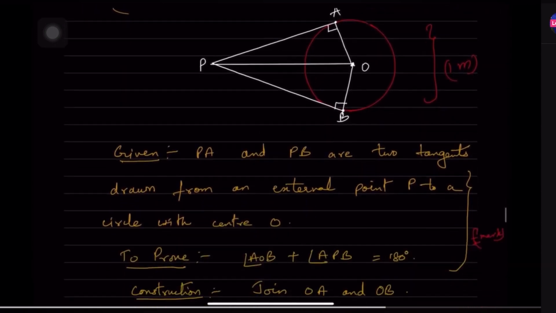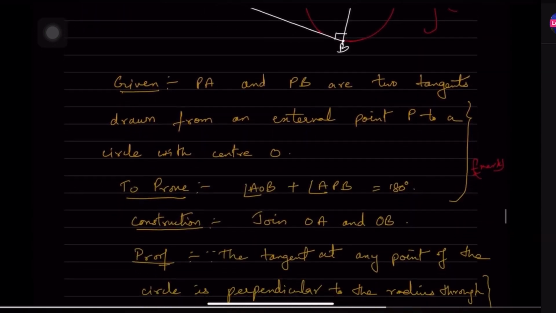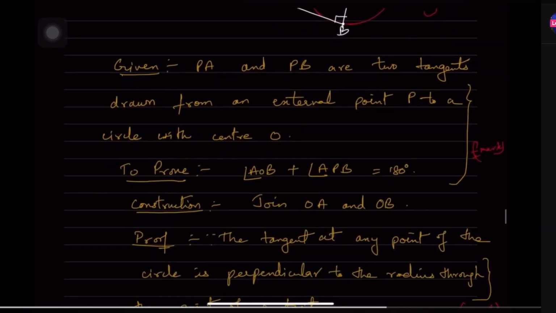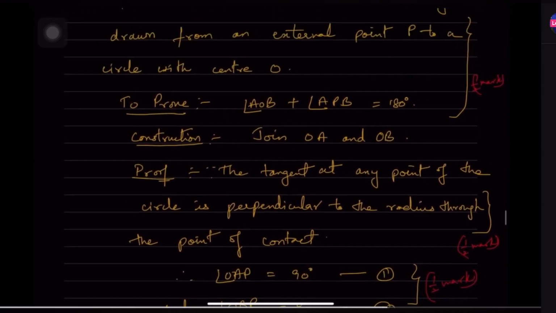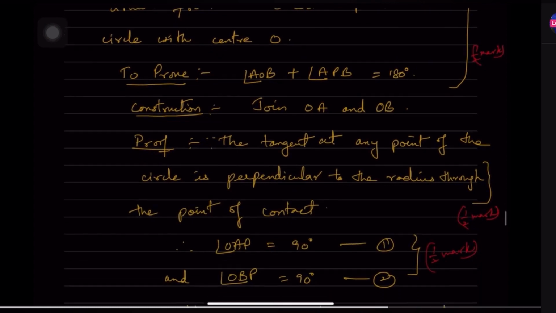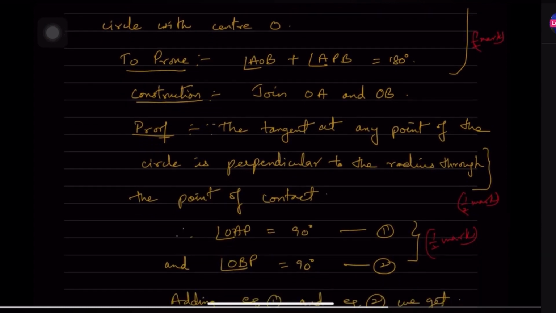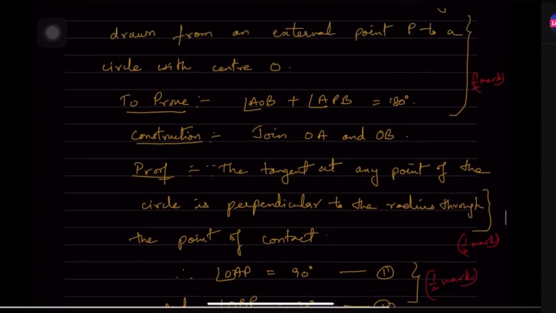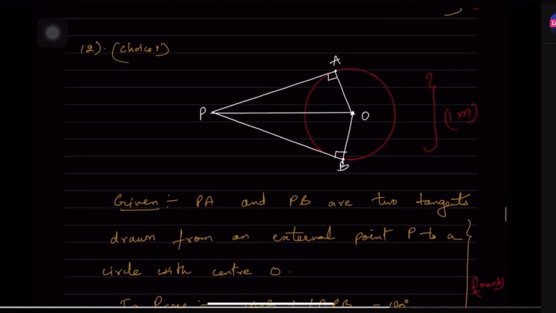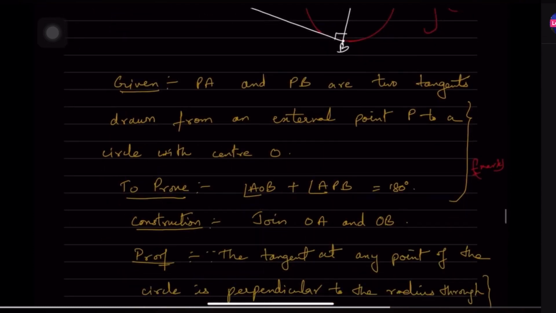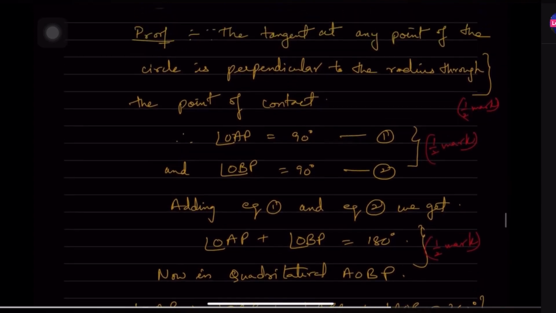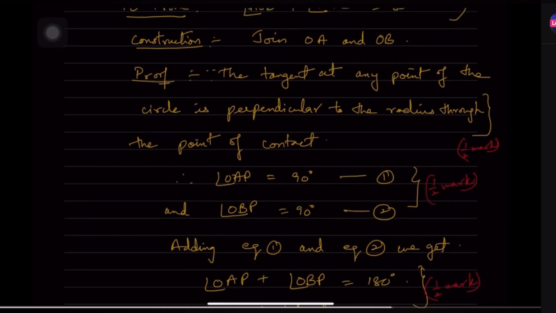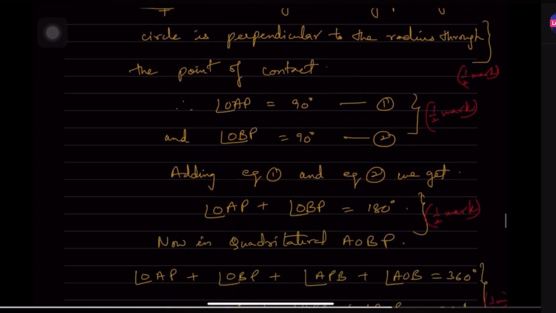So PA and PB are 2 tangents drawn from an external point P to a circle with center O. To prove that angle AOB plus angle APB is equal to 180 degrees. Now join OA and OB, that's the construction part. The tangent at any point of the circle is perpendicular to the radius through the point of contact. So we know that therefore angle OAP is equal to angle OBP, which is equal to 90 degrees. So that we have written here. For that also you are having half mark. And for the tangent at any point of the circle is perpendicular to the radius through the point of contact, for that also you are having half mark.